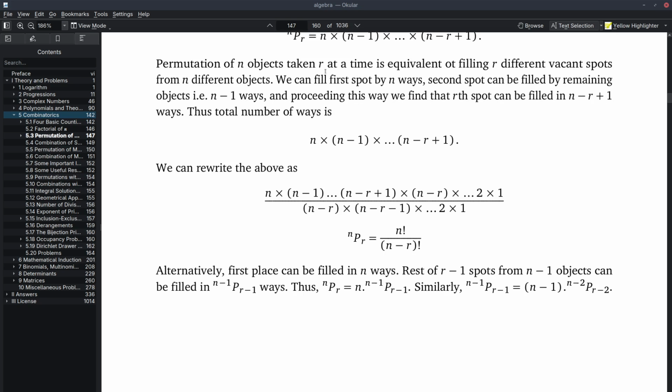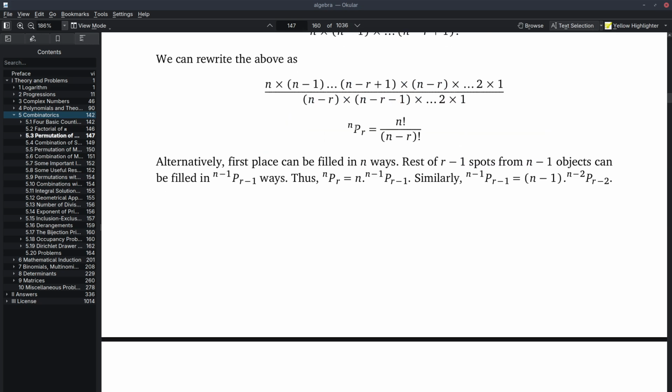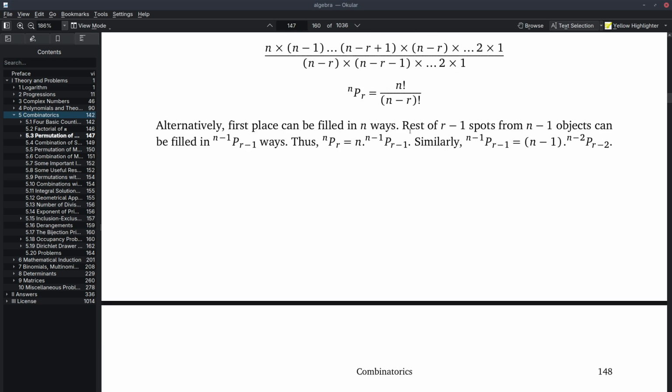Permutation of n objects taken r at a time is equivalent to filling r different vacant spots from n different objects. We can fill the first spot in n ways, the second spot can be filled by the remaining objects, that is n minus 1 ways, and proceeding this way we find that the rth spot can be filled in n minus r plus 1 ways. The total number is given here, and then we multiply and divide by n minus r and so on up to 1. So our nPr, permutation of r objects out of n, is written as n factorial by n minus r factorial.